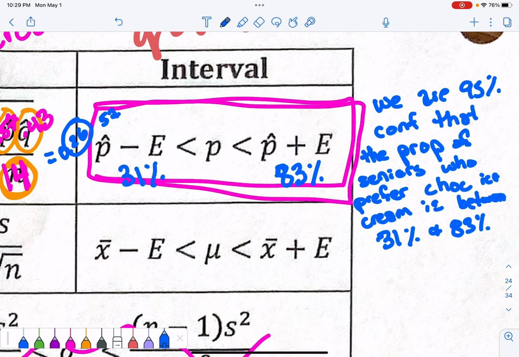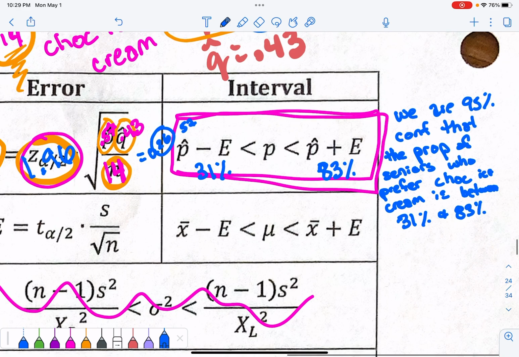31 to 83%. Well, really great. That narrows it down. It doesn't, because we only surveyed 14 kids, right? Okay, but that's all we have to go off of for our data. So typically we'd want to do like maybe 50 kids, and then our window would be a lot smaller here. But for now, that's all we have to go off of, okay?